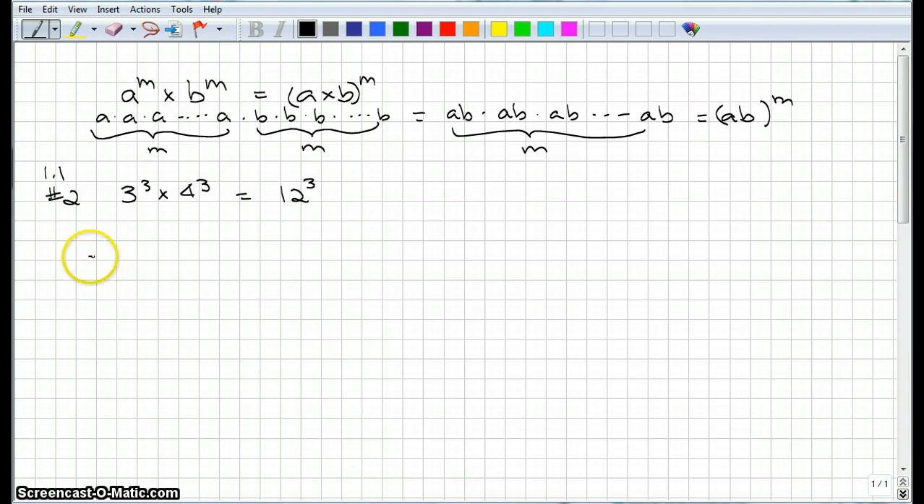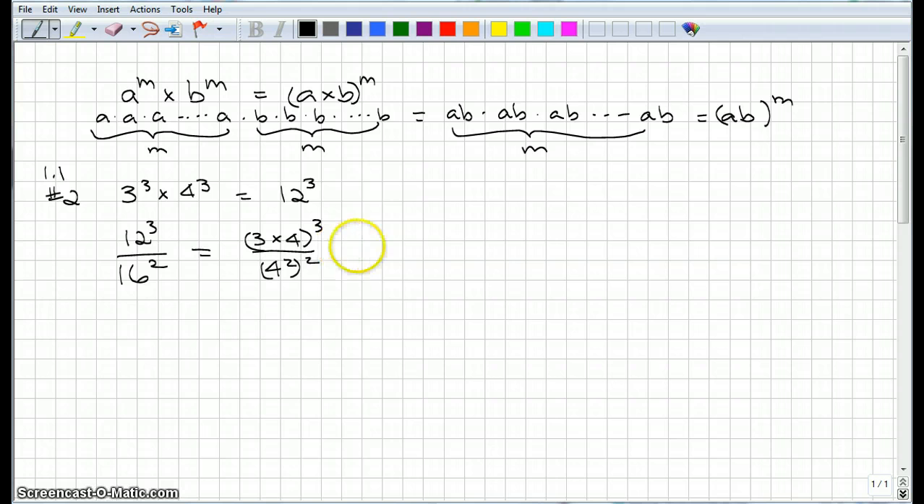But let's take another example. This is just one I made up. What if we have 12 to the third over 16 squared? Okay? So don't forget that this can go both ways. The 12 is still 3 times 4. So we can write this as 3 times 4 to the third, okay? And 16 is 4 times 4, or 4 squared, so we can write this as 4 squared squared, okay?